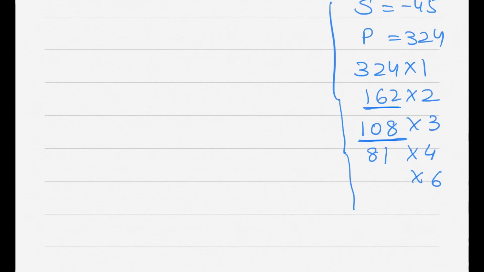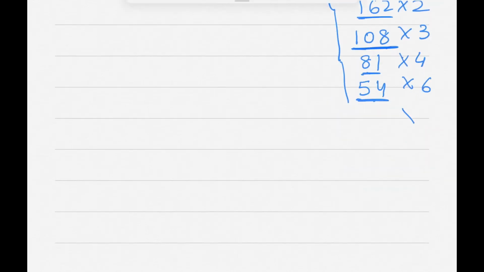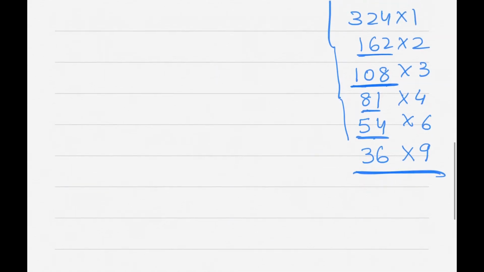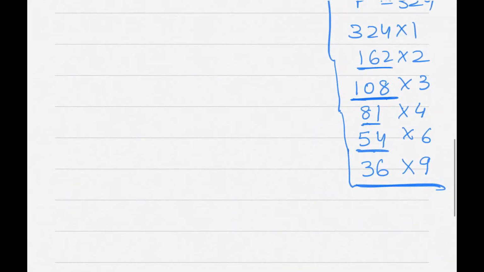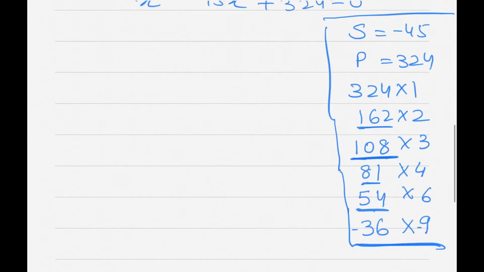So 2, 5 and 4. Then 9, yes, it will go by 9 because of this 108, right? This is still going by 3, so I have to divide this by 3 now. So 3 3s are 9 and 36. Okay, 36 and 9 is 45. Okay, great. So we have got the 45. So my numbers will be minus 36 and minus 9.